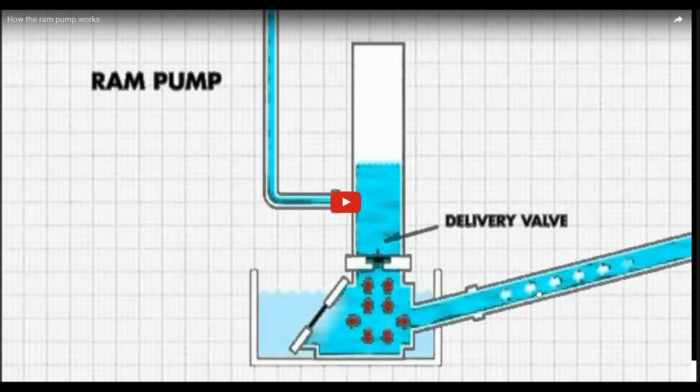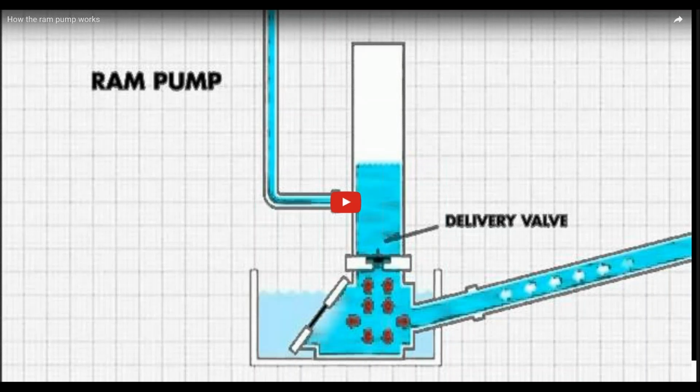So basically, as the water comes down here, it's flowing initially through the waste valve, and then once that closes, it pushes the water up into something called a pressure vessel, and that has air in it which can be compressed. As that air is compressed, it eventually has enough pressure to shut this valve, which then allows a little bit of water to flow up the delivery pipe.